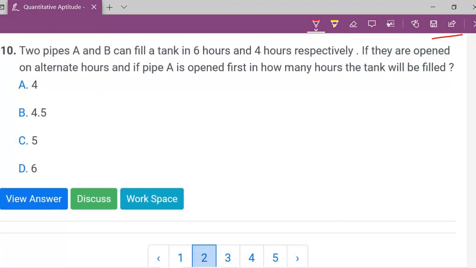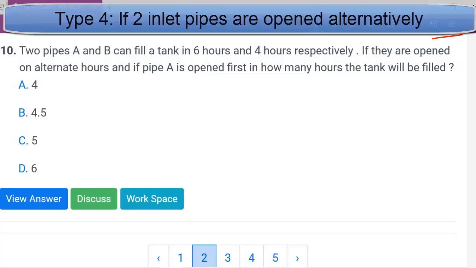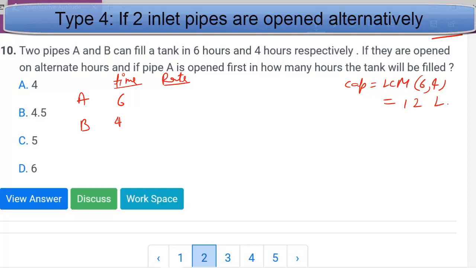Two pipes A and B can fill a tank in 6 hours and 4 hours respectively. If they are opened on alternate hours, and if pipe A is opened first, in how many hours will the tank be filled? So A is taking 6 hours, B is taking 4 hours. Here I am writing time. If they are opened on alternate hours, first we have to find the rate at which it is being filled. So total capacity should be taken as the LCM of 6 and 4, which is 12. So 12 liters is the total capacity, and as per this assumption the rate of A is 12 by 6, which is 2, and the rate of B is 12 by 4, which is 3.